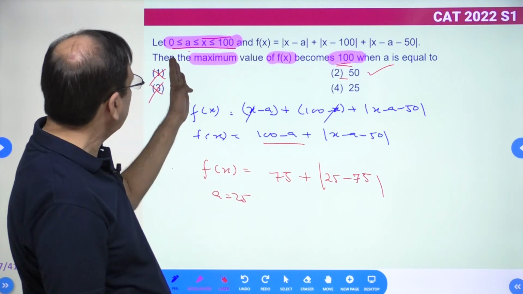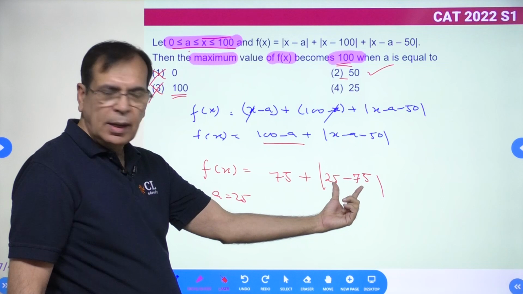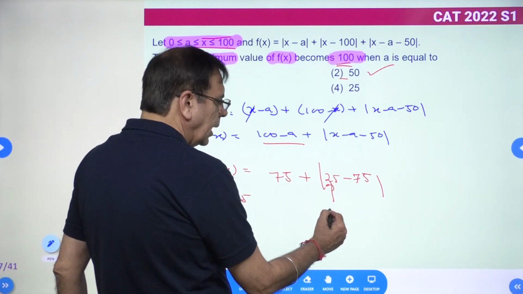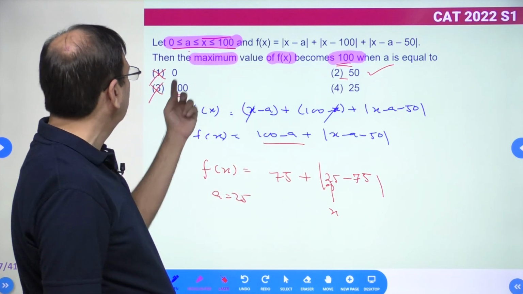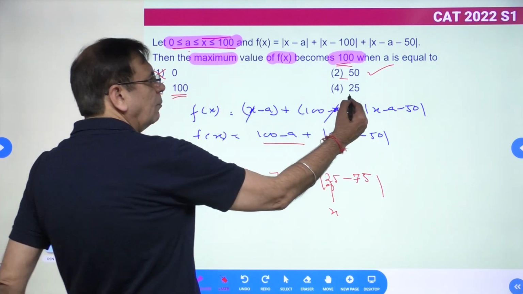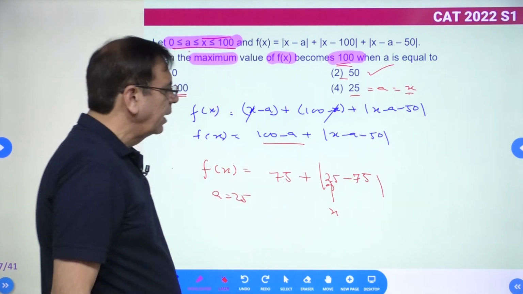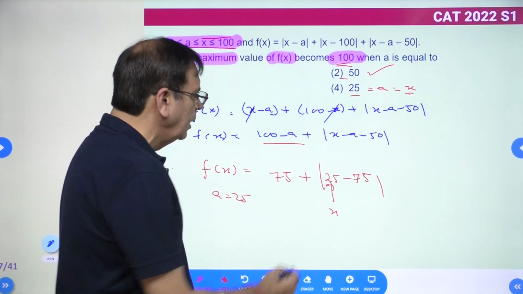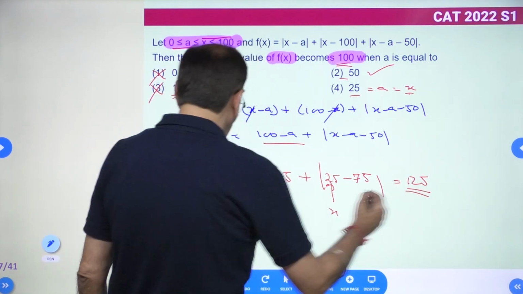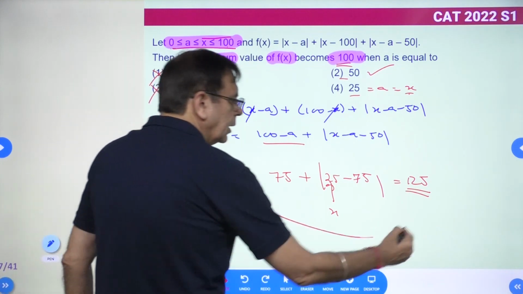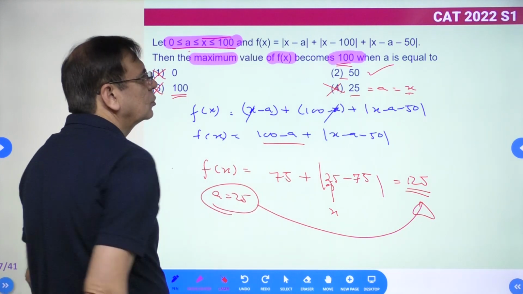Okay. If you keep increasing the value of X, this difference will keep on reducing, right? So X cannot be less than A. So the minimum value of X has to be equal to 25. So I took 25, as this increases, it will reduce. This becomes 25 plus 25, 50, 25. So the maximum, if A is equal to 25, the maximum value is 125. We want the maximum value to be 100. So choice D is wrong.